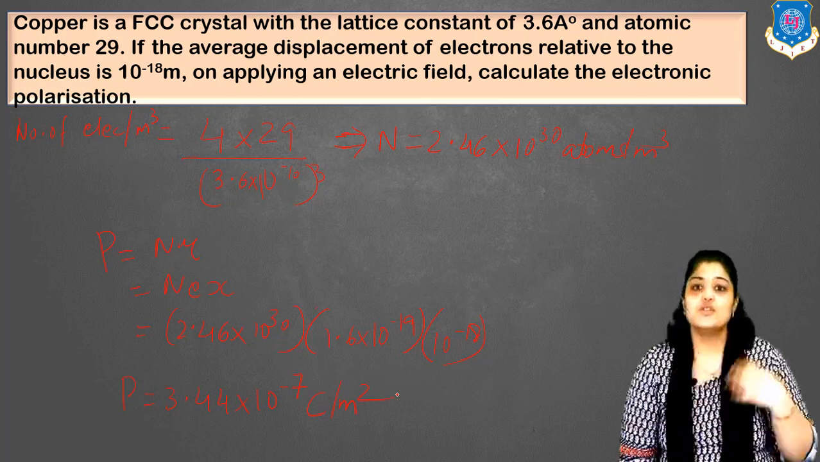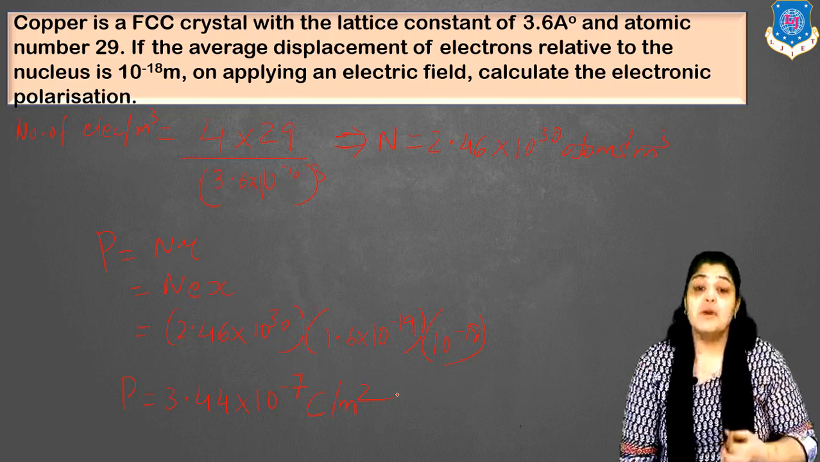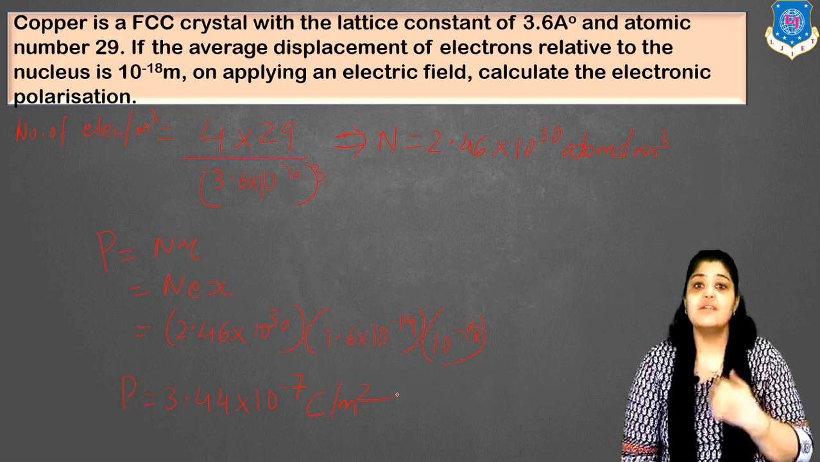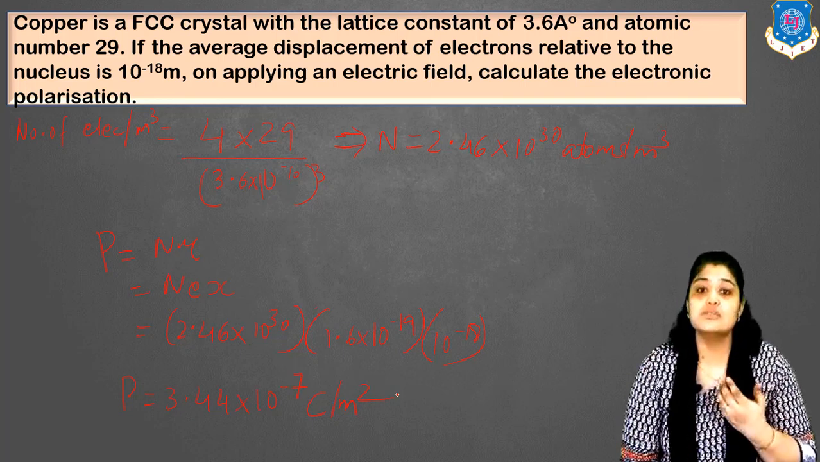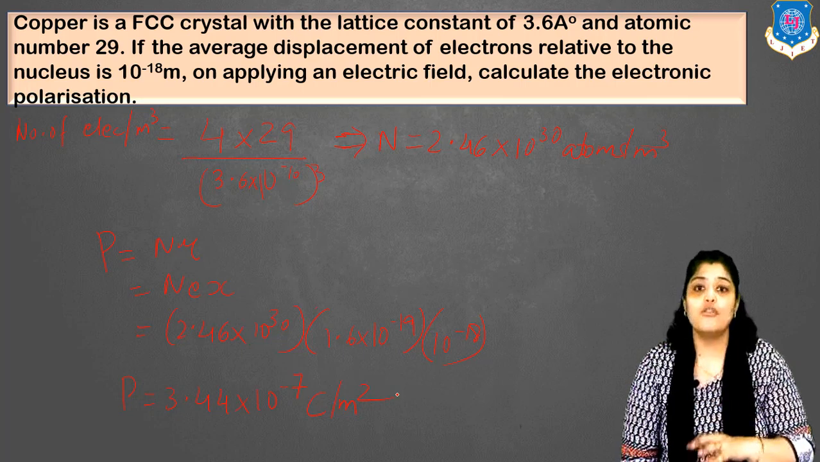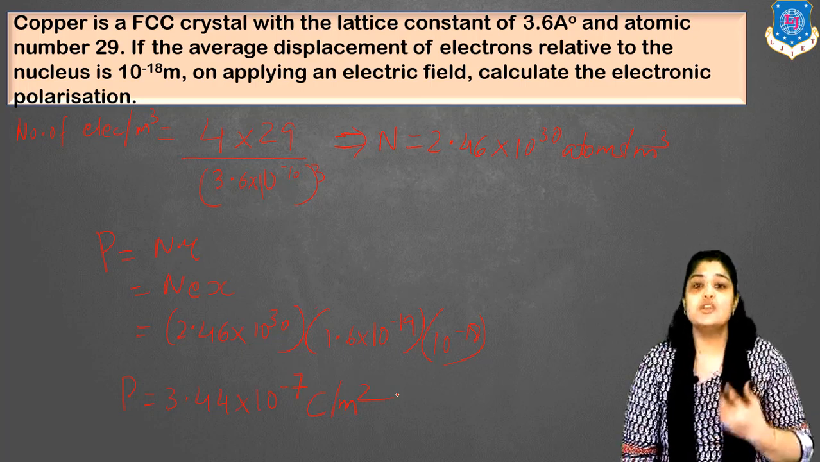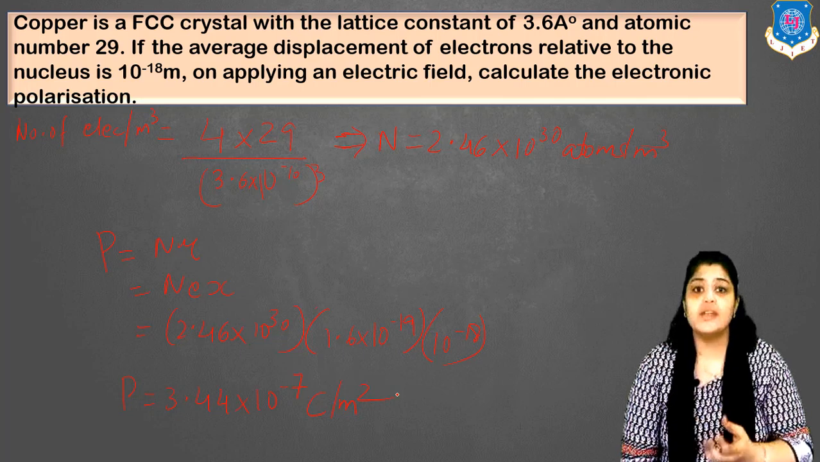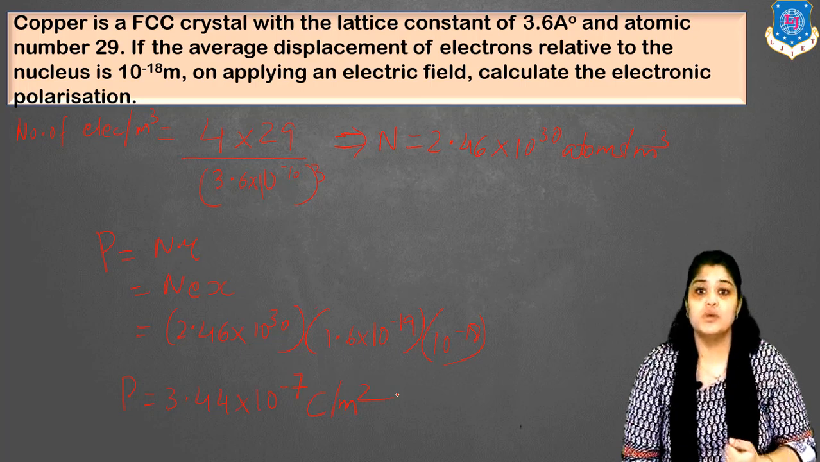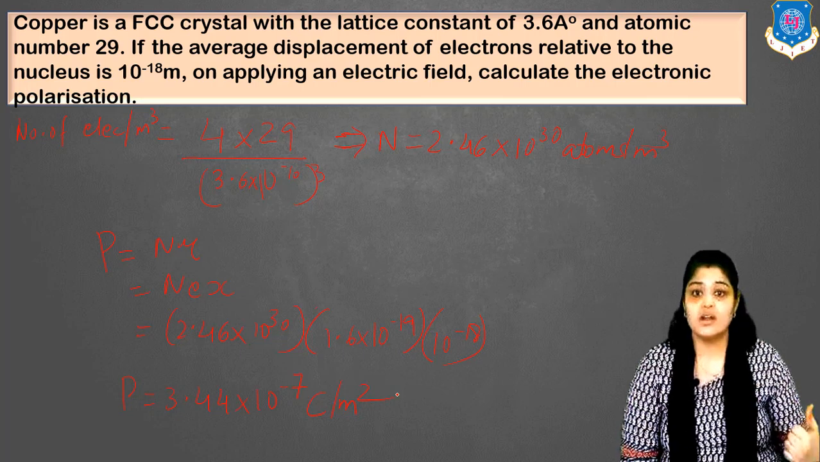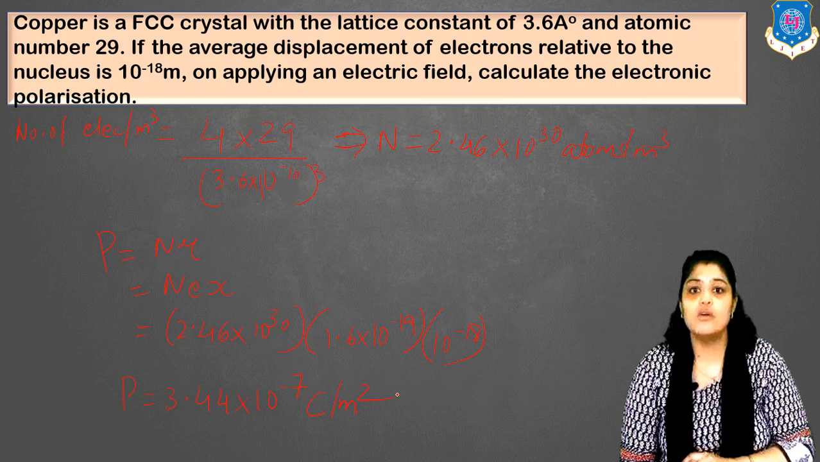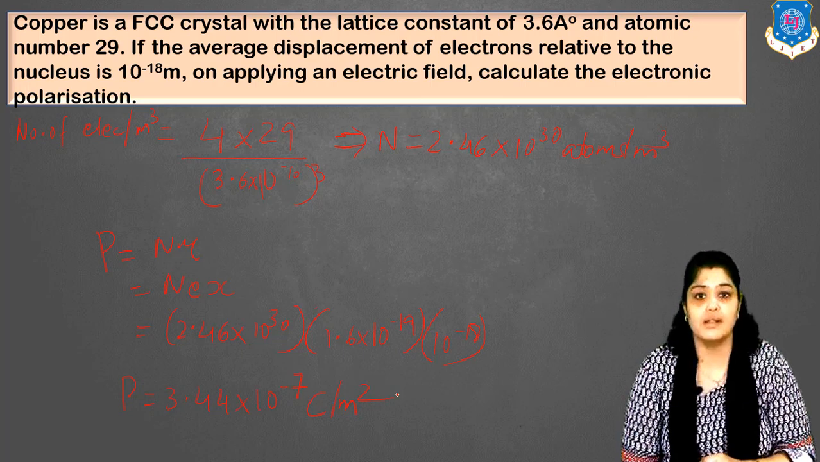Clear? So we only have to remember which formula to use. Here we have to use the formula P is equal to N mu, number of electrons per meter cube into the respective dipole moment. That gives us the extent of polarization. But N was not given, so first we found the value of N and then we solved the numerical.